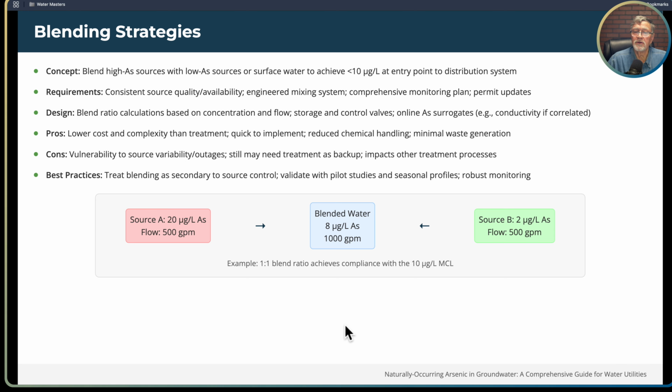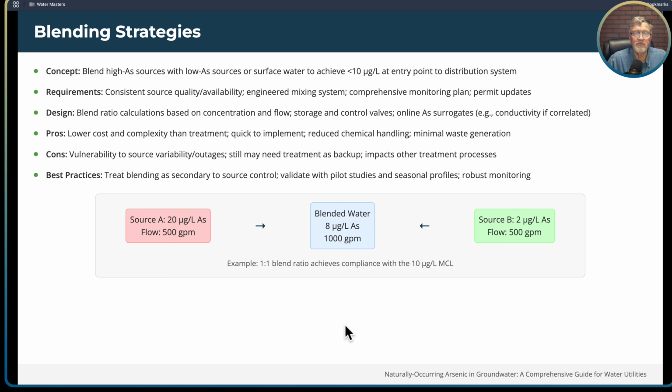And it can impact other treatment processes because you're varying your chemistry a little bit too. So treatment blending is secondary to source control. If you can get your well designed properly, do that. If not, or you can't strike that balance, then blending is the way to go. And then the last option is to go to full treatment.